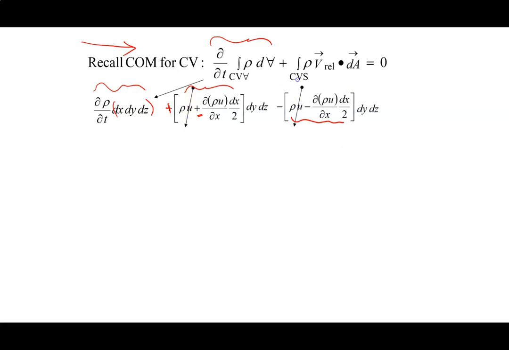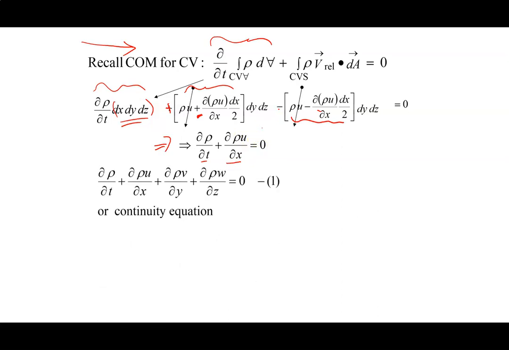And of course, these two terms cancel out. And then this term and the negative of these two terms add up, and the dx over 2 simply becomes dx. And once that happens, then I can cancel out dx dy dz on both sides of the equation. And what I'm left with is this form of the equation, right? So rate of change of density plus the gradient of the product rho u equals 0 is what it tells me, right? So in general, you could have mass flow in all three directions, velocities in all three directions.